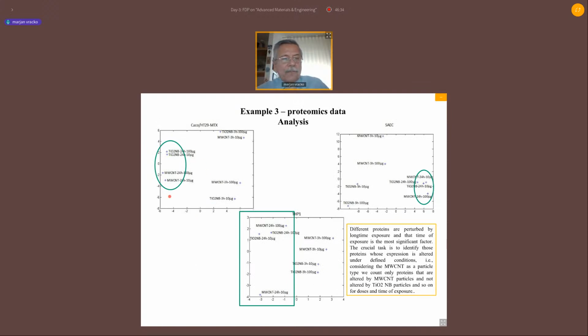The conclusion was that the most important parameter which determines the cell response was the time of exposure. Always the samples which are under 24 hours exposure time were separated from other samples.